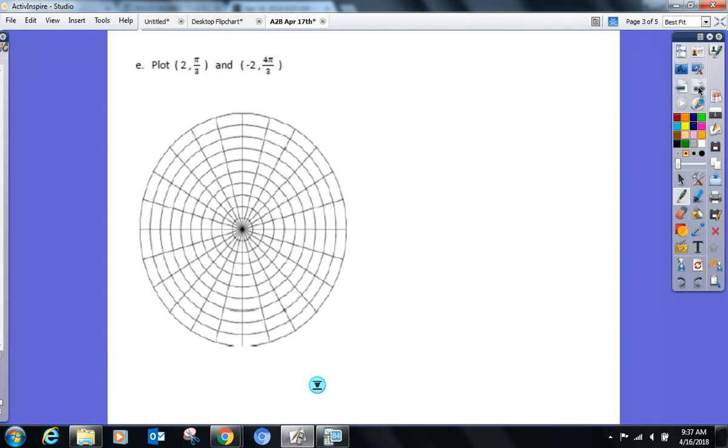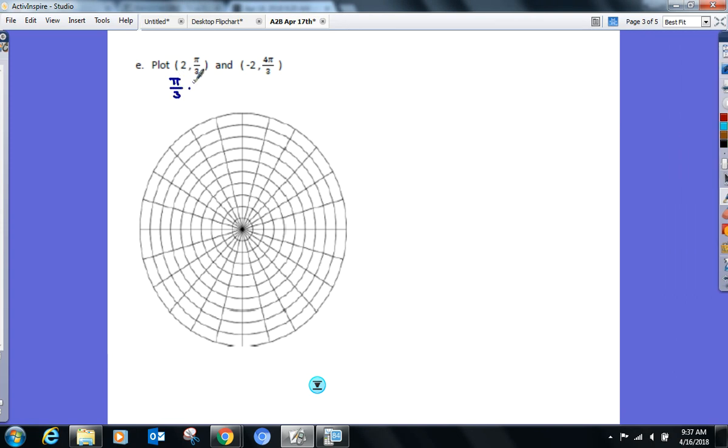Okay, a little on your own. Can you plot both those points for me? 2 pi over 3, so that one should go on the terminal side. And then -2, 4 pi over 3. Plot both on the same polar grid. So pi over 3, times it by 4, 4 pi over 12. So this is going to be 1, 2, 3, 4.